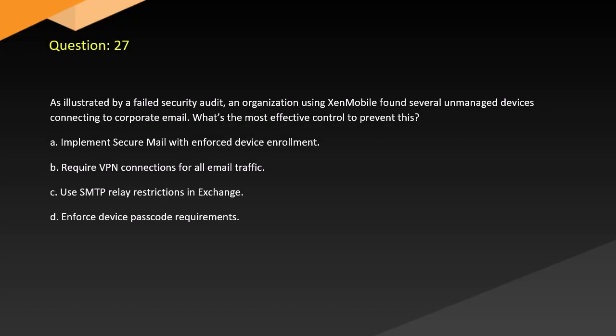Question 27. As illustrated by a failed security audit, an organization using XenMobile found several unmanaged devices connecting to corporate email. What's the most effective control to prevent this? A. Implement Secure Mail with enforced device enrollment. B. Require VPN connections for all email traffic. C. Use SMTP relay restrictions in Exchange. D. Enforce device passcode requirements.